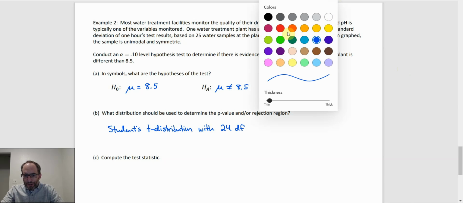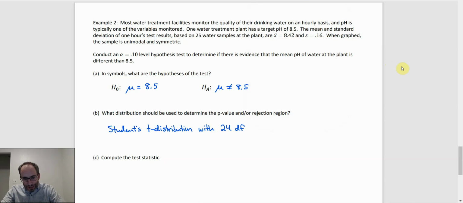And the 24 degrees of freedom, that's the important thing, right? Because that varies from one problem to another since it's based on the sample size. But where that's coming from, it's that n is 25. Right, that's our sample size based on 25 water samples. You can see it right up there. And the degrees of freedom is n minus 1 generally. So yeah, should be 24.